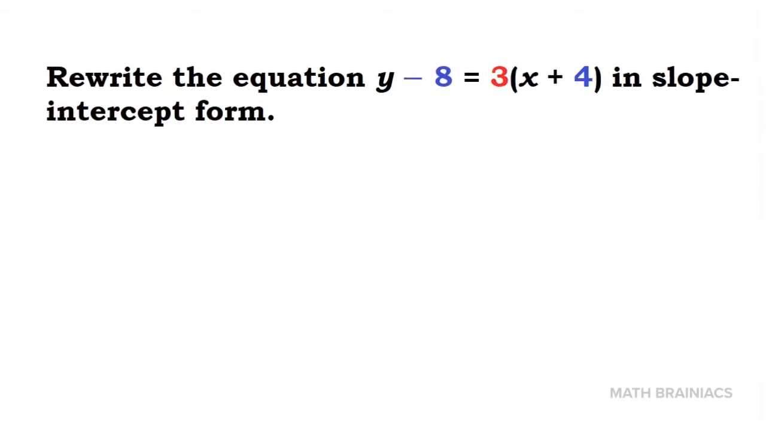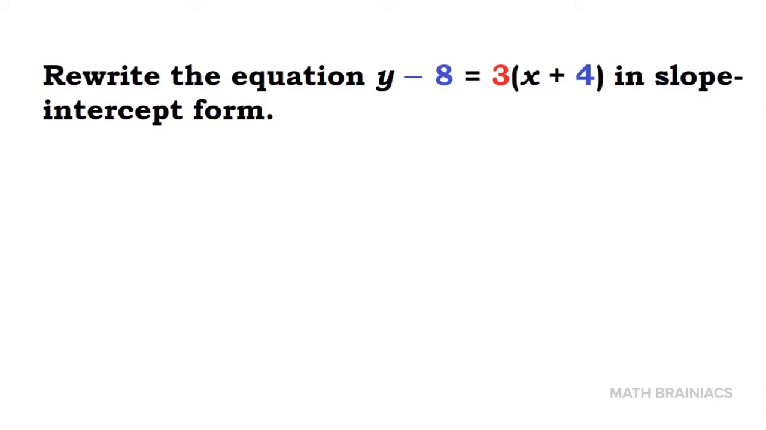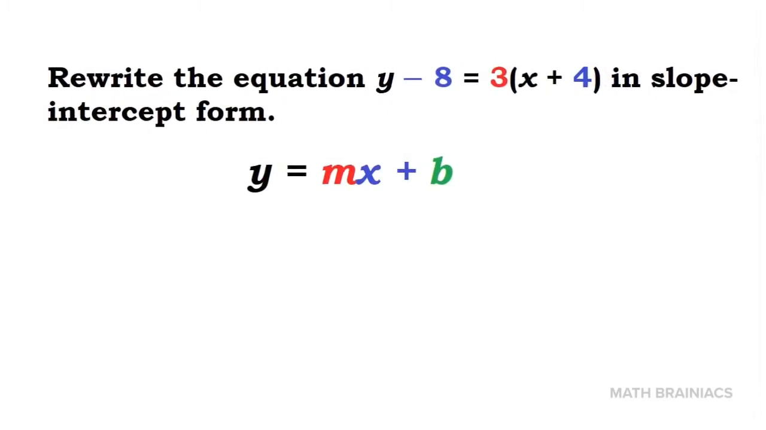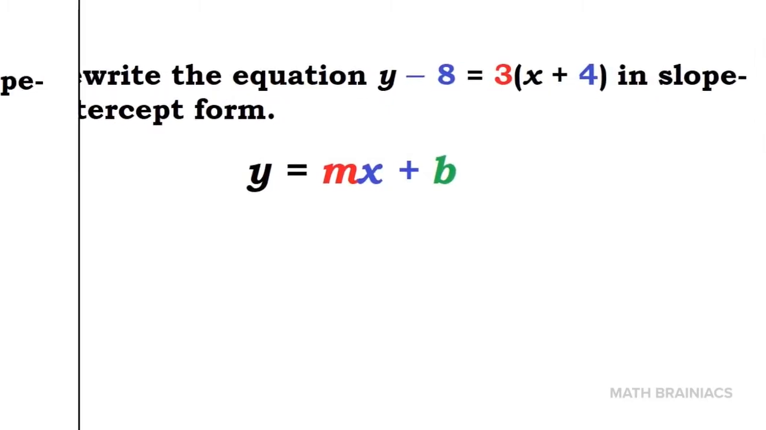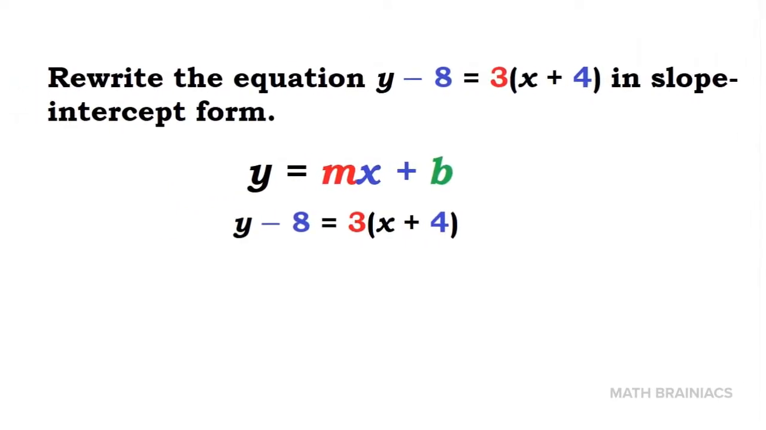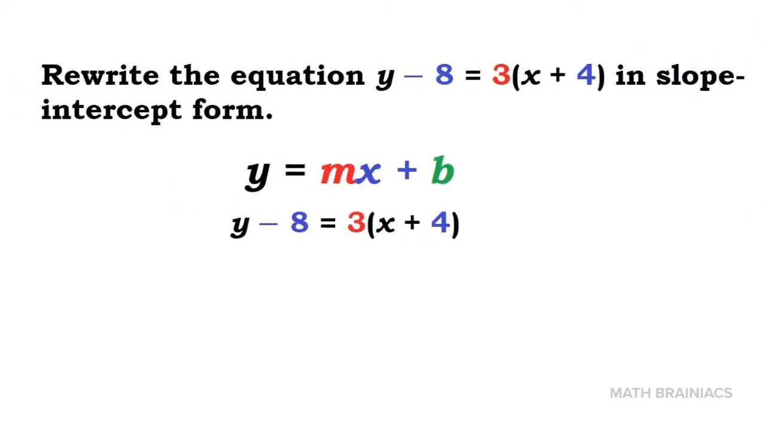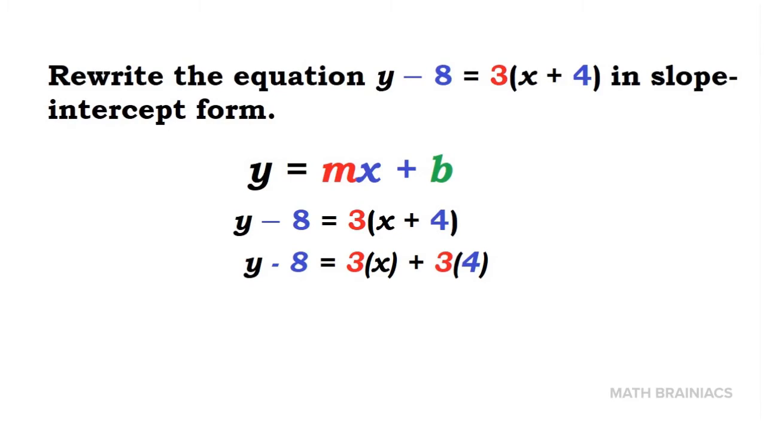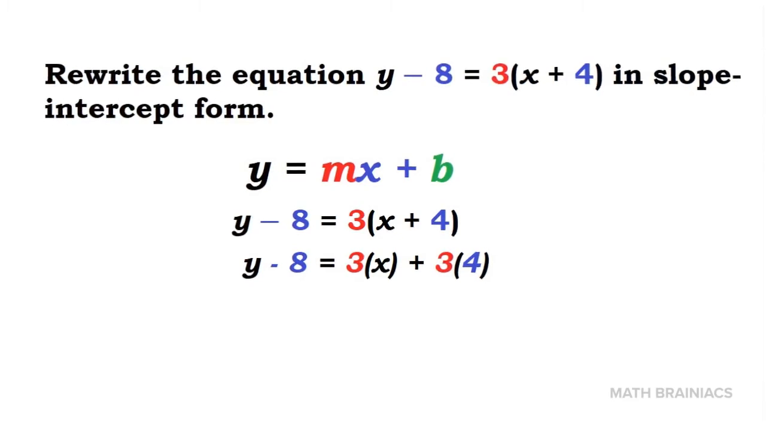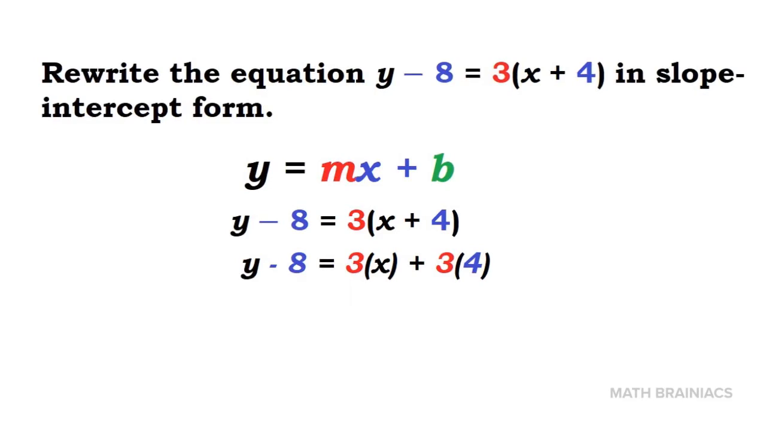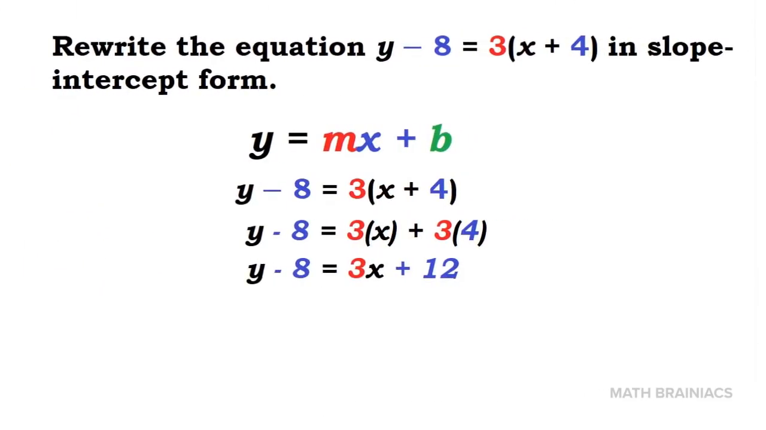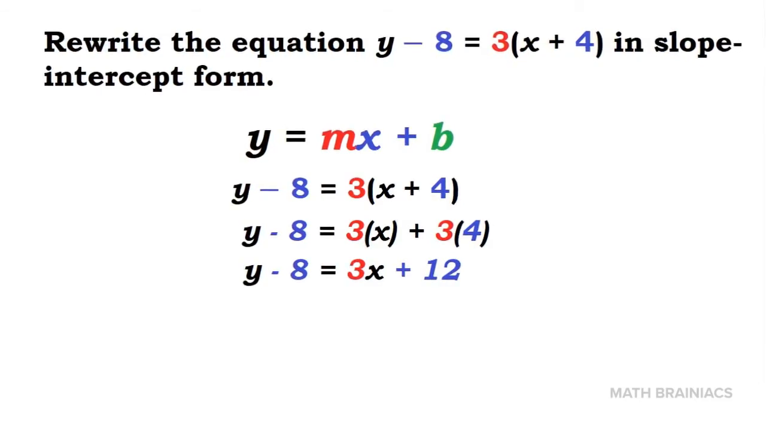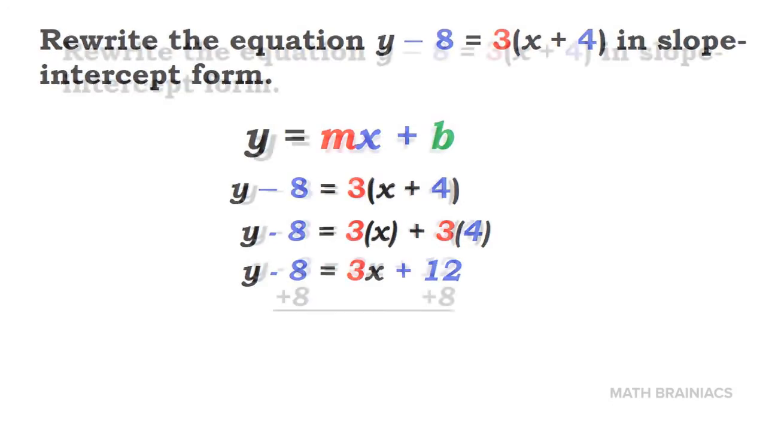Let us work on another example so that you can understand it well. Write the equation y minus 8 is equal to 3 times x plus 4 in slope-intercept form. The slope-intercept form equation is y is equal to mx plus b. Let us rewrite the given equation below so that we can work on it. We are going to distribute the 3 inside the parentheses on the right side of the equation. Accordingly, it will give us y minus 8 is equal to 3 times x plus 3 times 4. Simplifying the 3 times 4, it will give us 12. Accordingly, it will give us the equation y minus 8 is equal to 3x plus 12.